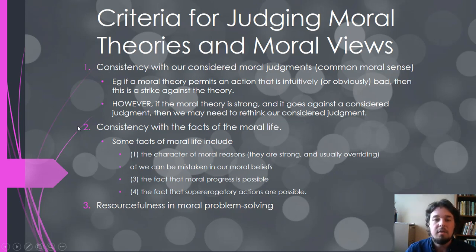The second criterion is that it needs to be consistent with the facts of moral life. Here are some facts of moral life. The character of moral reasons is pretty strong, so moral reasons tend to override other kinds of reasons, like prudential reasons. We can be mistaken about our moral beliefs. It's possible to get things wrong. There are some theories that are inconsistent with that fact, and that's a problem for those theories.